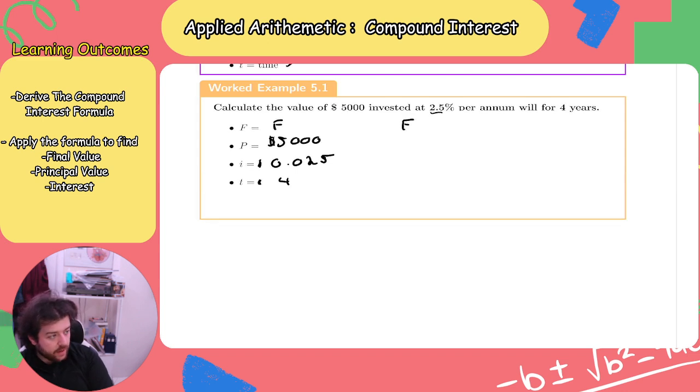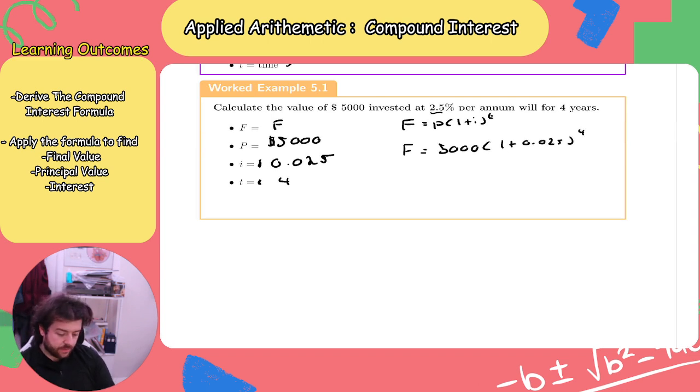So let's just sub it into my formula. F is equal to P times 1 plus i all to the power of T. So F is equal to 5,000 times 1 plus 0.025 all to the power of 4. Sub that in. I'm going to have now, at the end of the 4 years, 5,519 euro and 6 cents, or dollars, whatever it was.